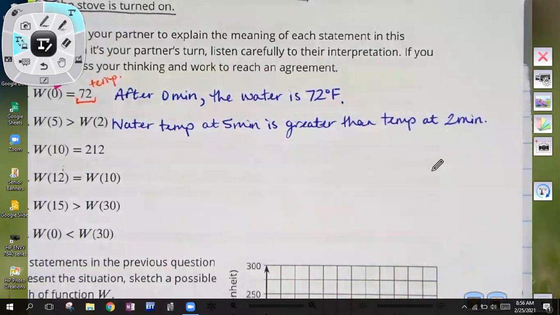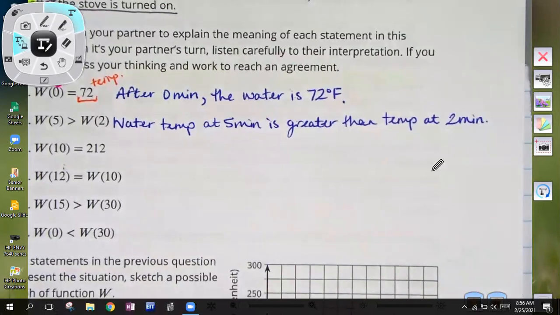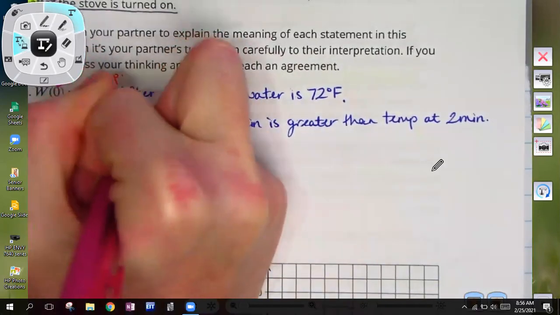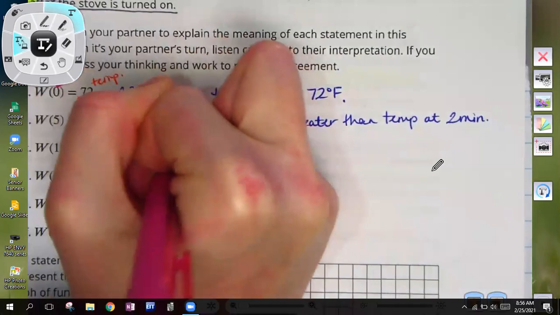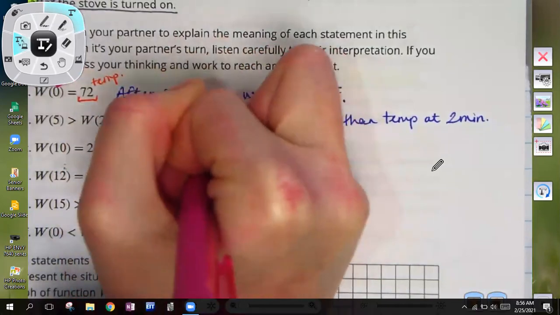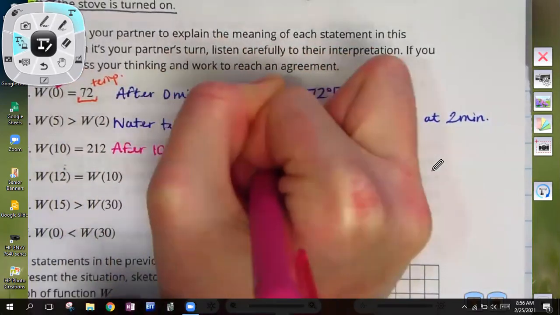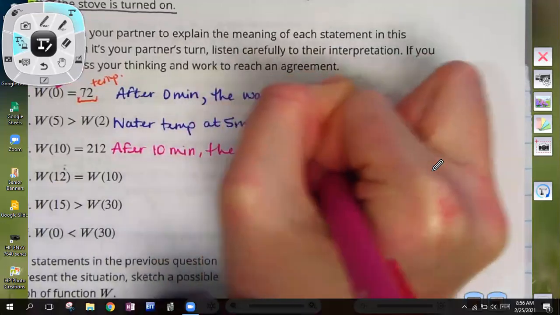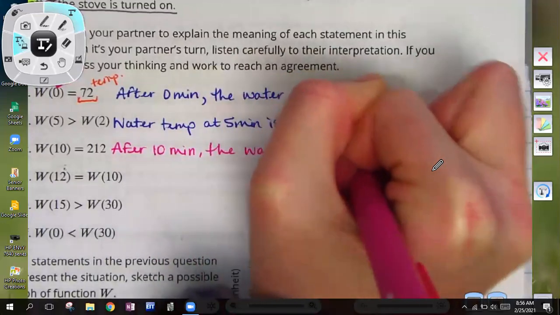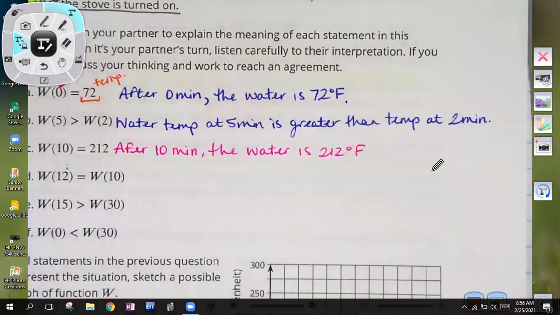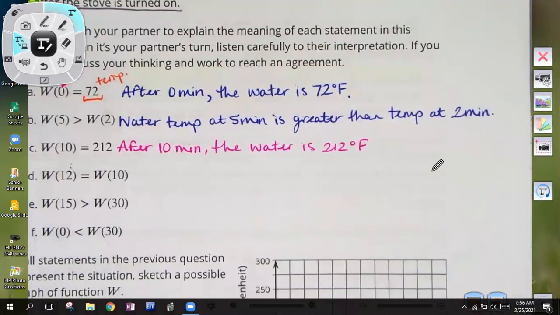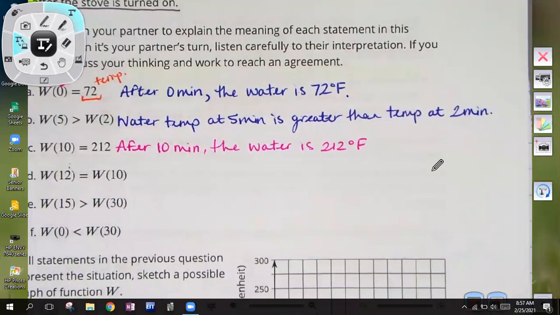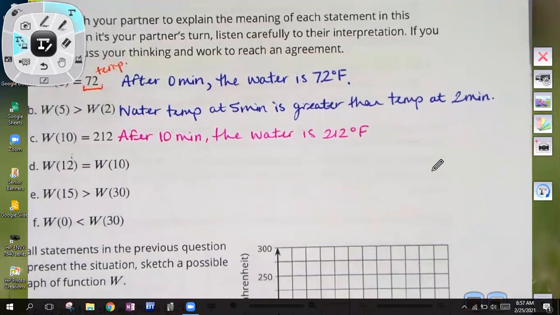All right. What about C? Hey, Jamarius. After 10 minutes, the water is 212 degrees Fahrenheit. Now, that means it's boiling. Okay, that's the boiling point of water, 212 degrees Fahrenheit.